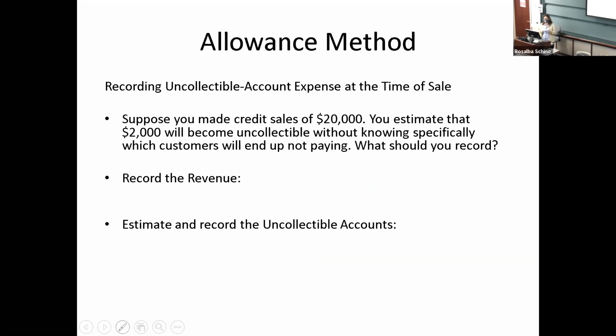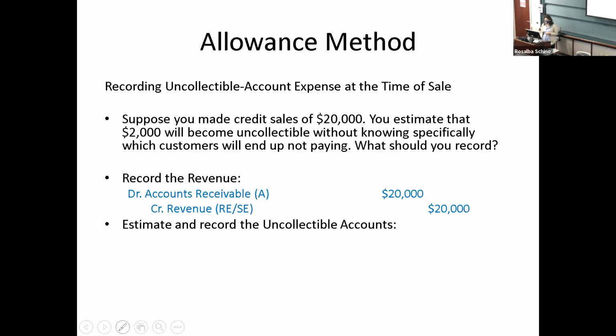So suppose you made a credit sale of $20,000. You estimate that $2,000 will become uncollectible, and again, we're going to look at how we make that estimate in a moment, without knowing specifically which customer will end up not paying. You know that out of a pool of $20,000 worth of sales, 10% of those sales, which is $2,000, typically are not collectible. How do you report that?